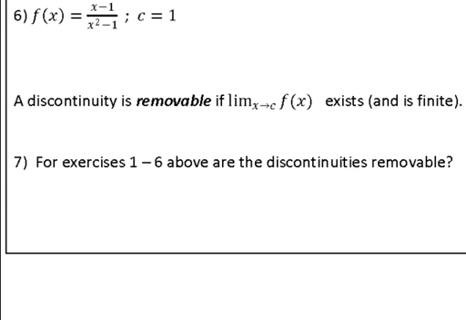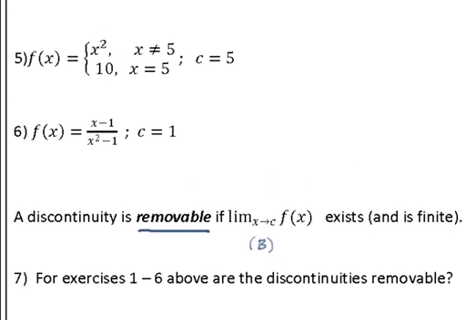Okay, here we're looking at a definition. It says that a discontinuity is removable if the limit as x goes to c of f of x exists and is finite. So in other words, if part B is true, then the discontinuity is called removable. So let's go back and look at exercises 1 to 6 and see which discontinuities were removable.